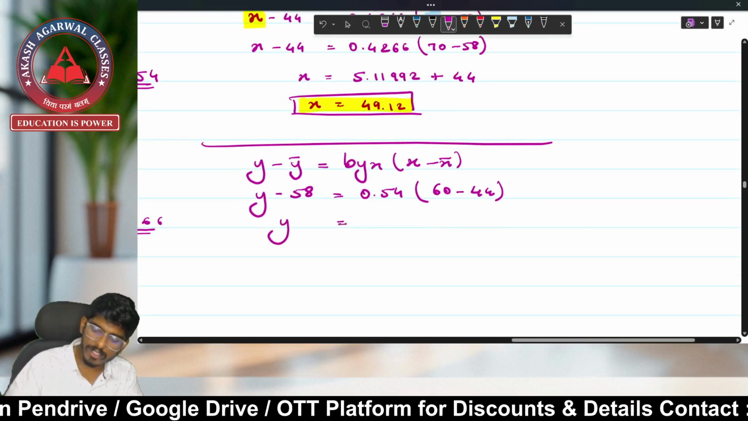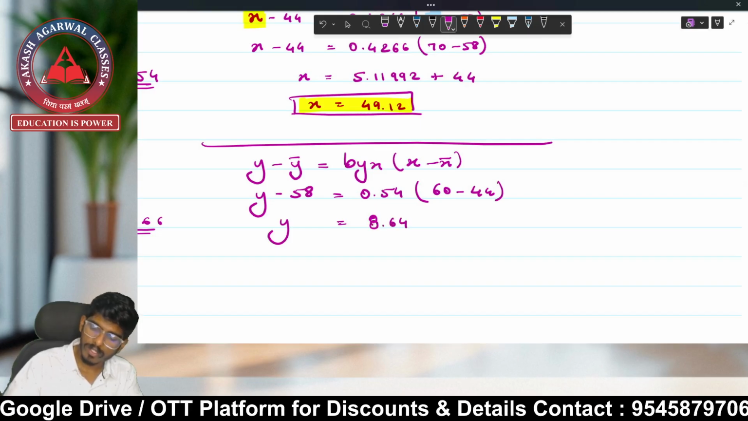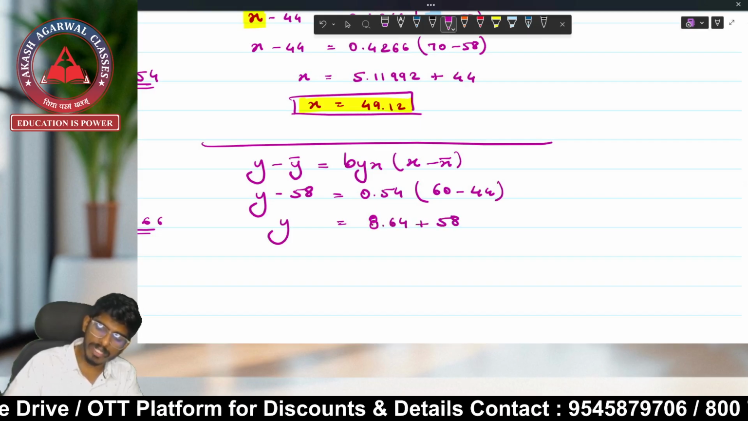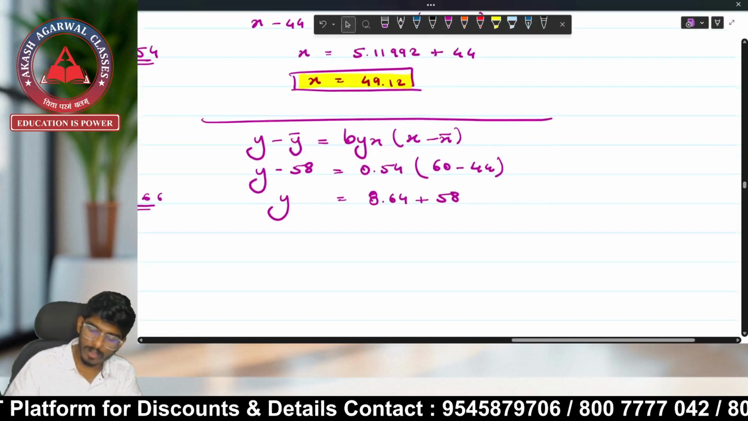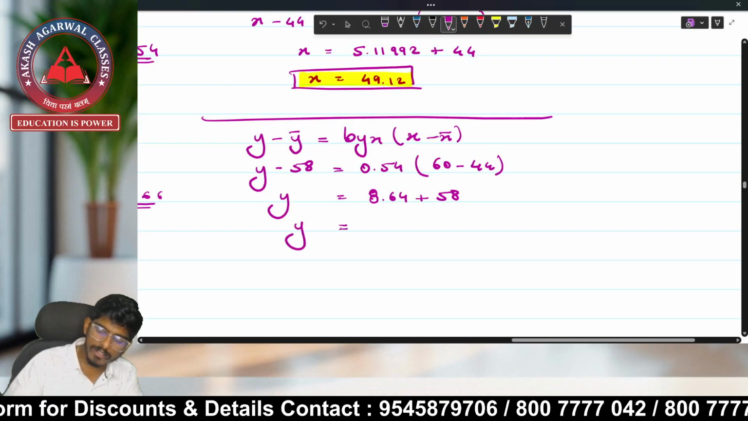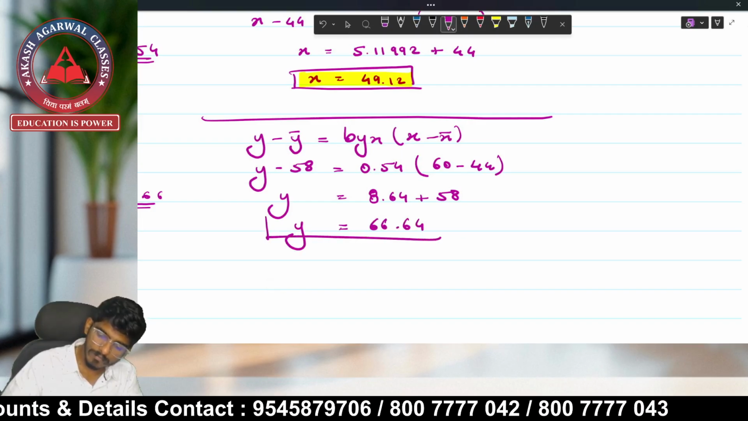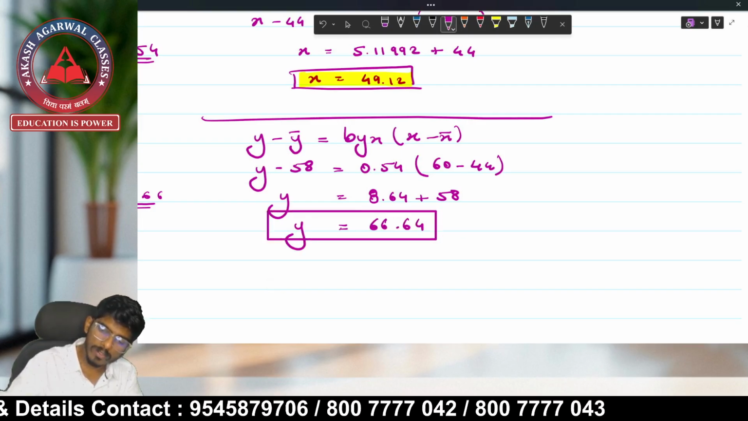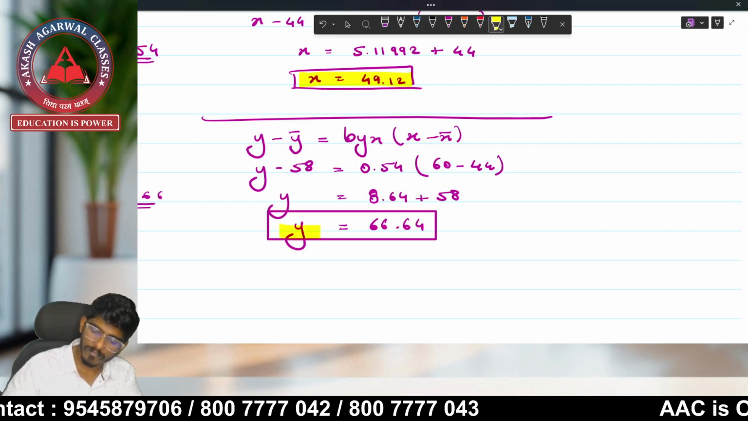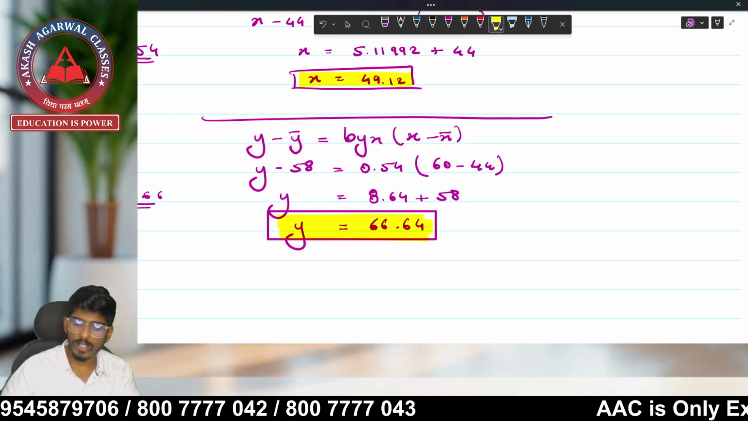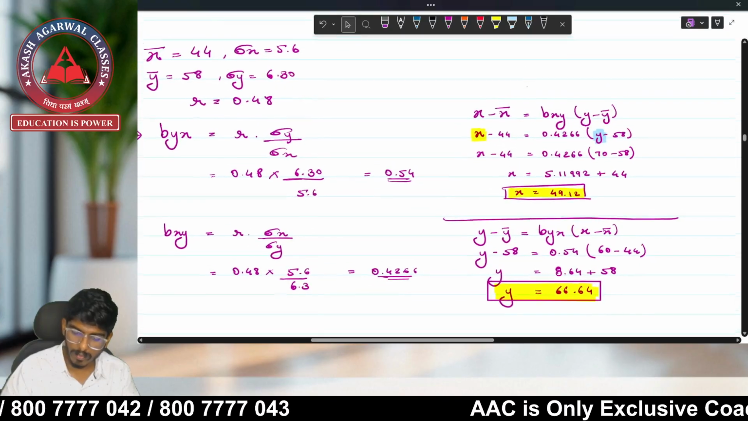So Y equals 8.64, and this 58 would go that side for addition, plus 58. So Y is 66.64. So your X's value is 49.12, your Y's value is 66.64.